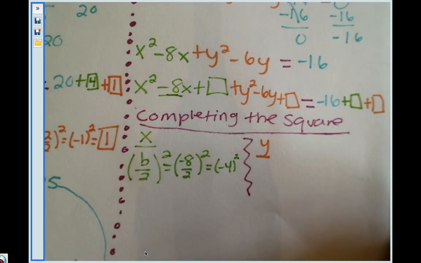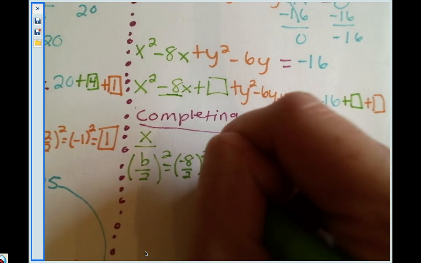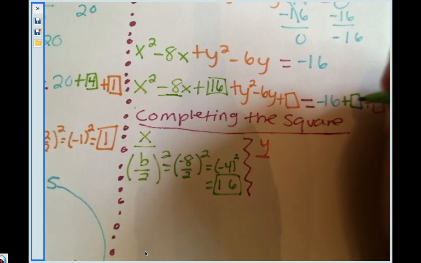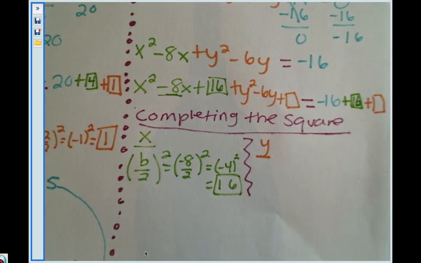And negative 4 squared, negative 4 times negative 4 is 16. So this was what goes in my box. So 16 on this side and 16 on this side, which I have to squeeze in the box because I didn't leave enough space. All right, that's a 16. Sorry, guys. All right, and I'm going to do the same thing with the y.